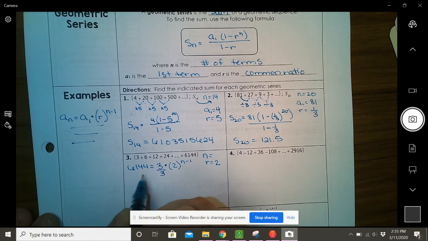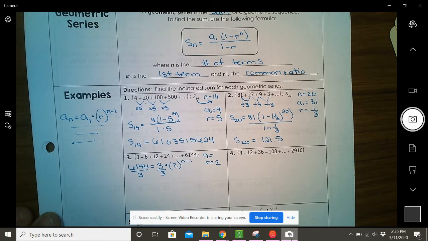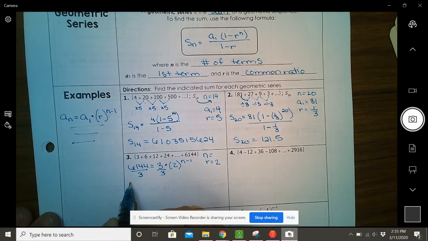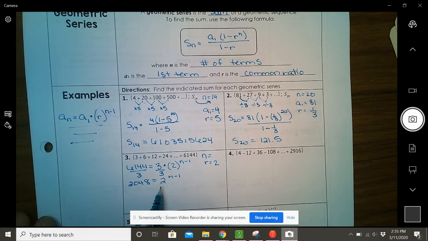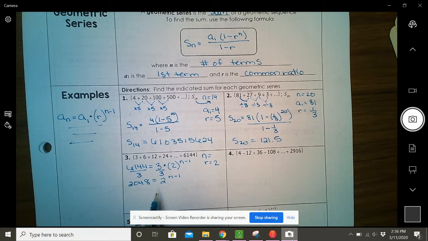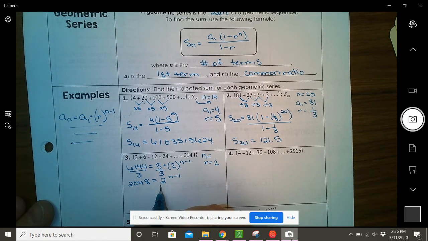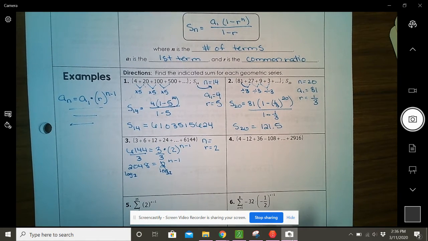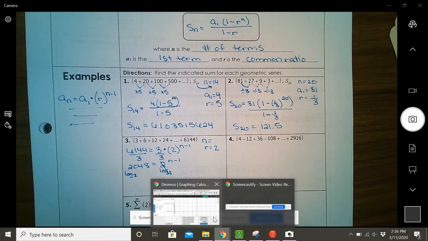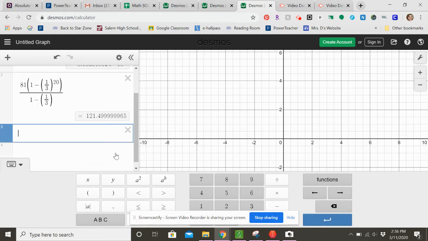I'm going to divide by 3 first. 6,144 divided by 3 is 2,048. Okay. To get rid of this base 2, we need a log of base 2. A log is the inverse of an exponent. So I'm going to apply a log base 2 to both sides, and that would cancel out this base 2. Now, I don't expect anybody to know what log base 2 of 2048 is, so that's another good time to use your Desmos calculator.